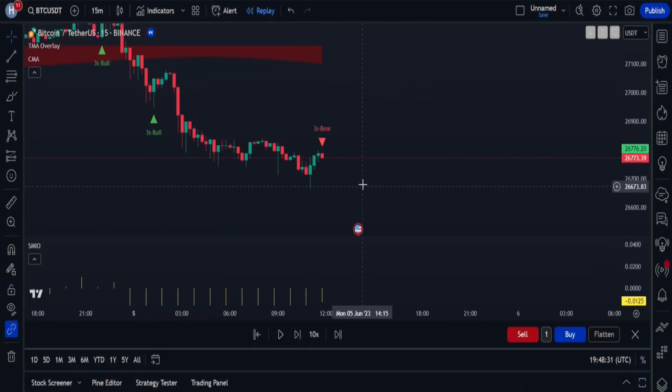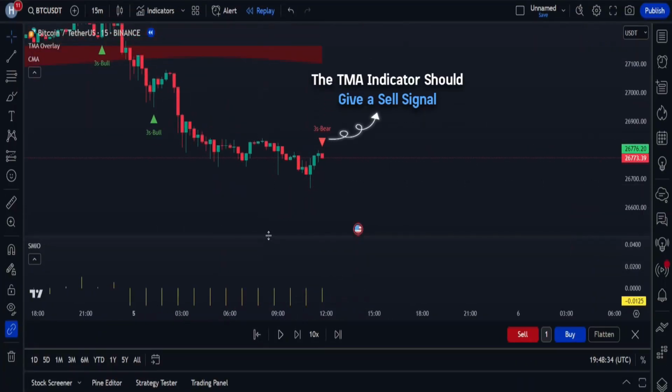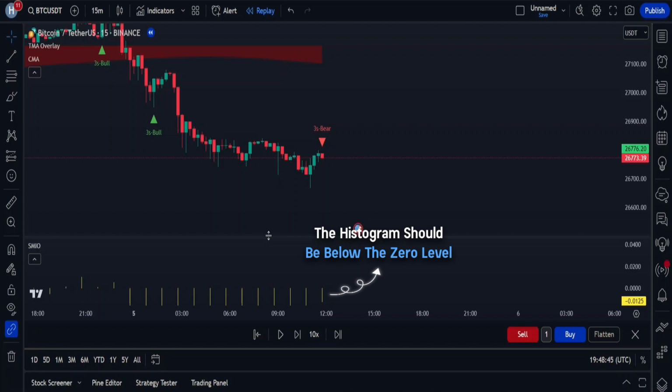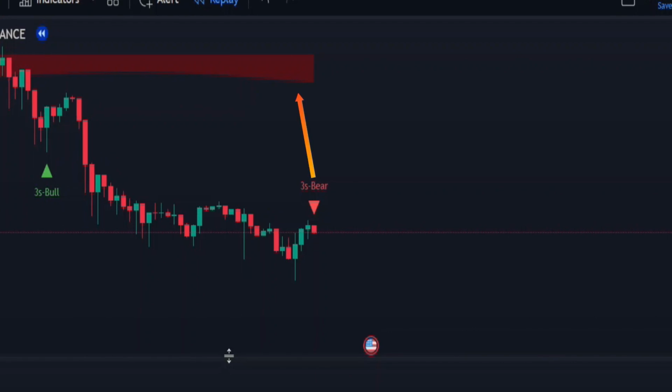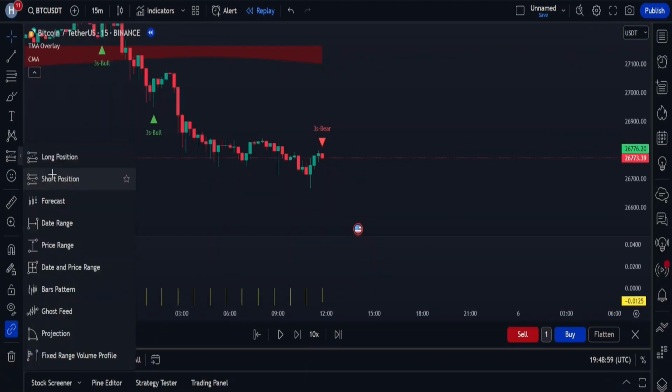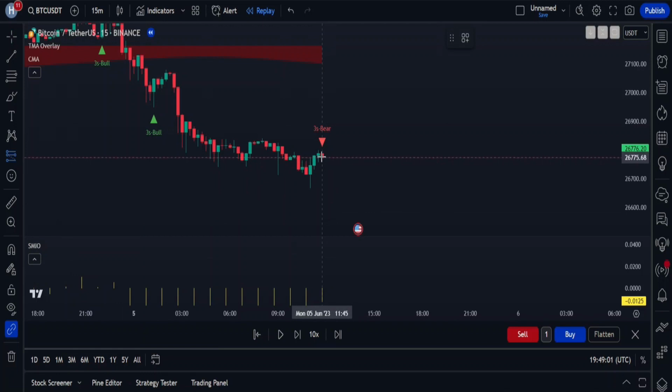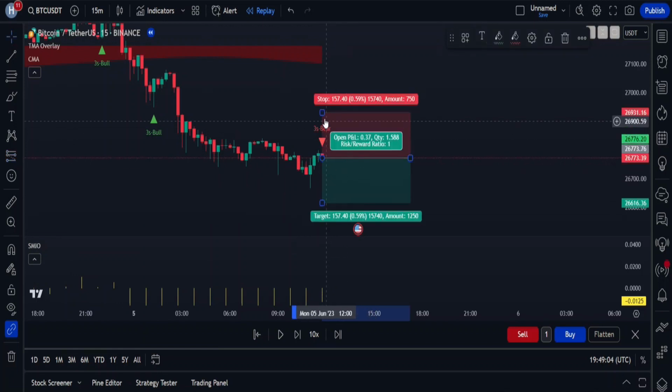So to ensure the validity of a sell trade, first of all, we look for a sell signal generated by the TMA indicator. Once the signal is identified, we proceed with 2 confirmation criteria, just like we did in the buy trade. Firstly, we check the histogram of the SMI indicator, and for a sell trade, it should be below the 0 level. Secondly, we ensure that the signal candle is positioned below the red-colored CMA indicator, providing us with final confirmation. So if all these signals are fulfilled, it is considered a confirmed signal, allowing us to enter a sell trade. So I'll open a sell position here.